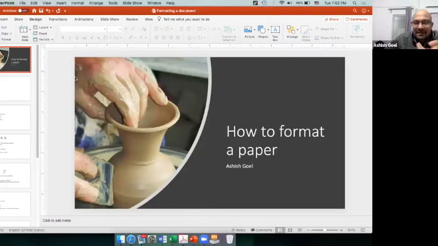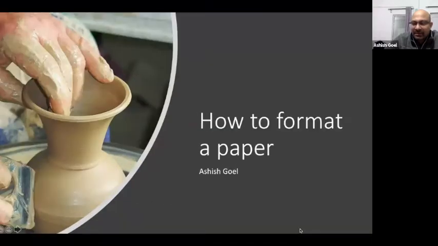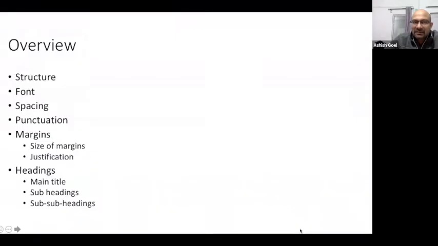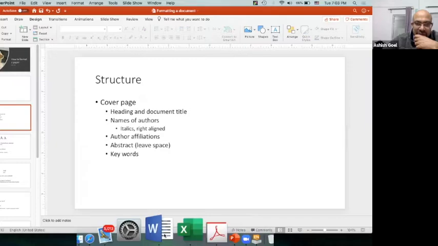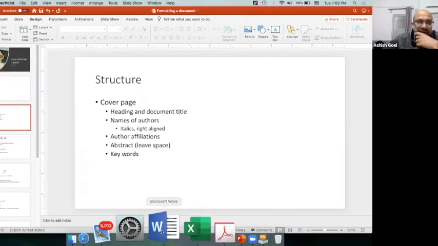So basically, we started off by talking about how to format a particular paper or a manuscript, after which I spoke about what we are going to cover in this particular session. So there's a cover page for every article. We have a heading and the document title, which is placed on the cover. We have the names of the authors, which I generally prefer to write in italics and in a right aligned mode. So let me do a live manuscript and I'll show you how it looks.